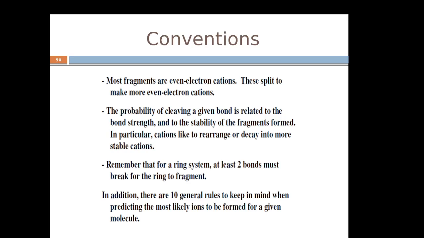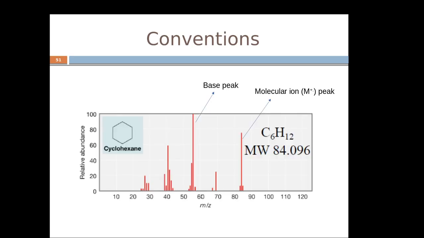So these are just general conventions, but there are some empirical general rules that have been formulated by observing the fragmentation patterns of different molecules, which are given in the next slides. Before going into the general rules, let us see what a base peak and a molecular ion peak are. In this mass spectrum, we have shown the relative abundance of the fragments formed by electron impact ionization of cyclohexane, plotted versus the mass to charge ratio of each of the fragments.